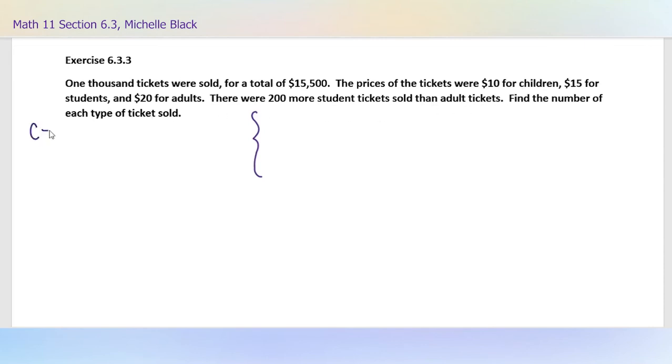So I'm going to let C be the number of children's tickets, S be the number of student tickets, and A be the number of adult tickets.